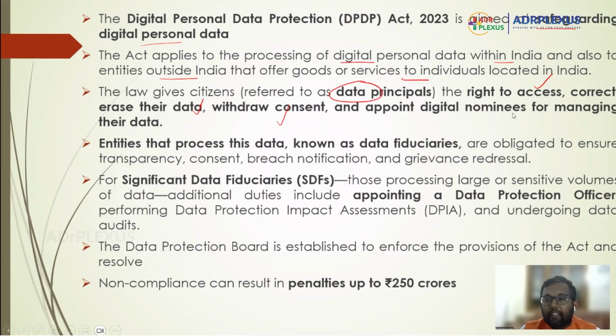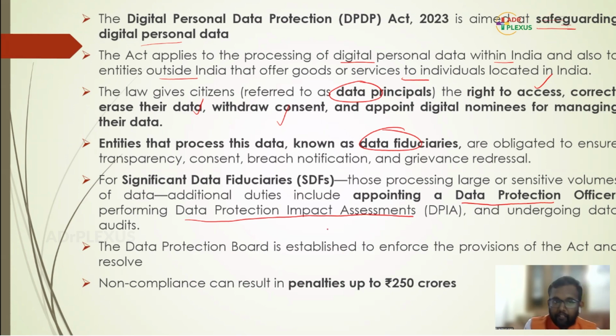Entities that process this data, the companies, are known as data fiduciaries. The big companies should appoint a data protection officer. He should perform a data protection impact assessment and conduct data audits. In case of any non-compliance or serious breach, according to this act, penalties of up to even rupees 250 crores can be imposed. So this is about this act.